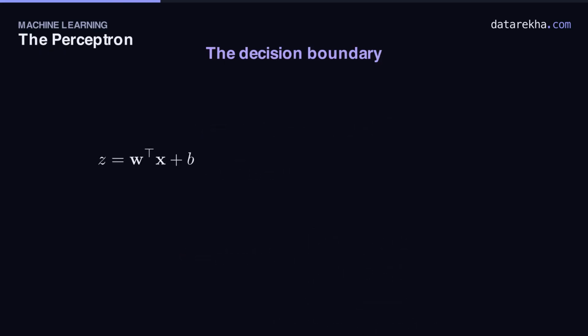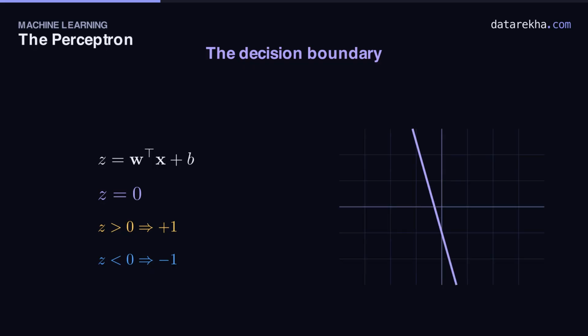Where exactly does the neuron flip its answer? Right where the score z is 0. On one side z is positive, and it says plus 1. On the other side z is negative, and it says minus 1. Set the score to 0: w dot x plus b equals 0. And because that equation is linear in the features, it traces out a perfectly straight line across the plane. That line is the decision boundary. Drop the points on, and you can see it. Gold on one side, blue on the other, split by a single straight cut. So the perceptron is a linear classifier. It can only ever carve the plane with a straight line.